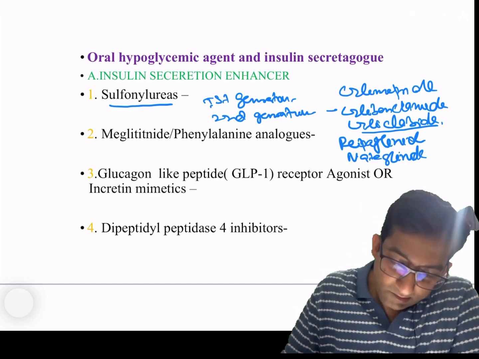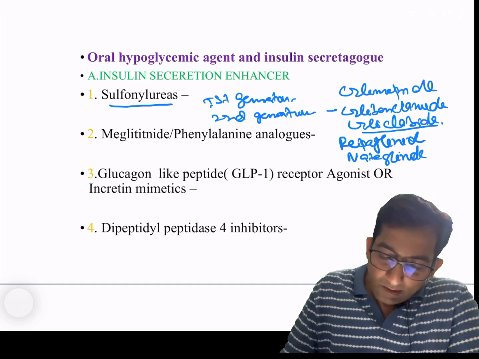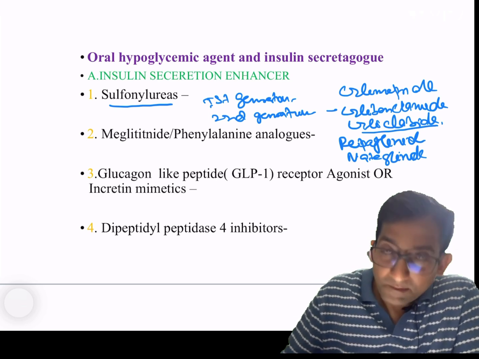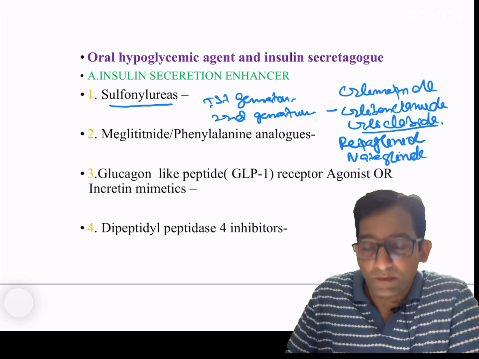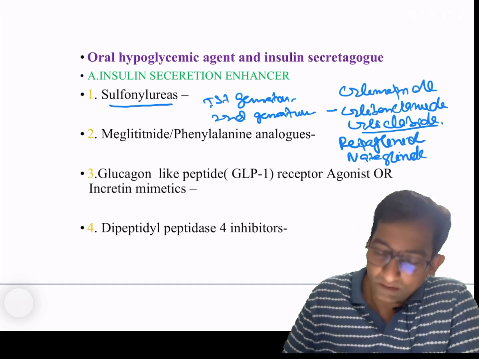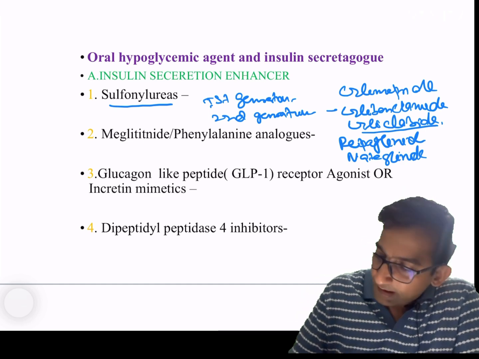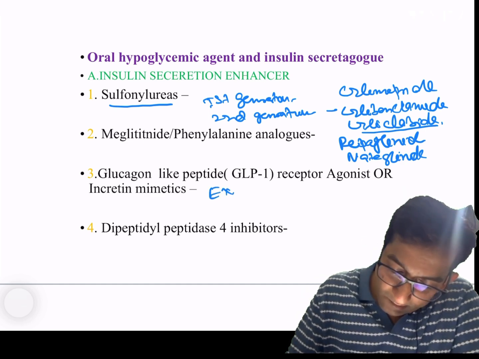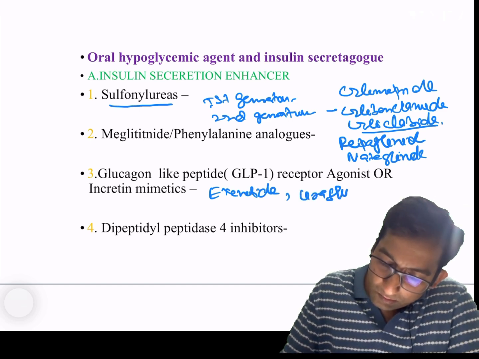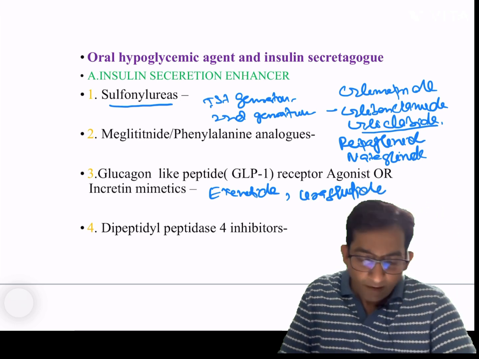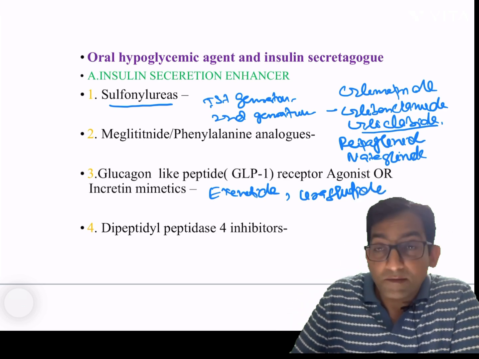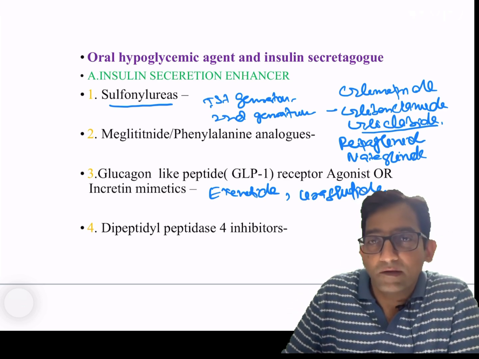Now, the third category of drugs are the glucagon like peptide receptor agonists, also called incretin mimetics. Basically, these are examples of gastrointestinal hormones. These are drugs which enhance insulin secretion and suppress glucagon. That is why we use drugs like exenatide and liraglutide.